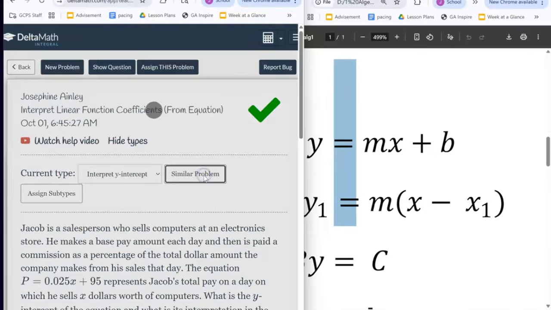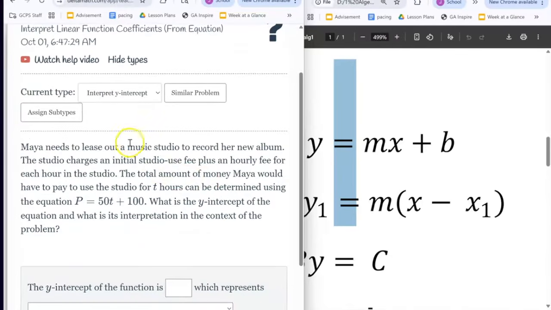All right, we're going to do another question like that. I'll just do 2 of each just to make sure that it's very, very clear. Maya needs to lease a music studio to record her new album. The studio charges an initial studio fee. So again, the y-intercept is your initial. They're telling you already that this 100 is the initial studio fee, and then plus an hourly fee. So this is the hourly fee.